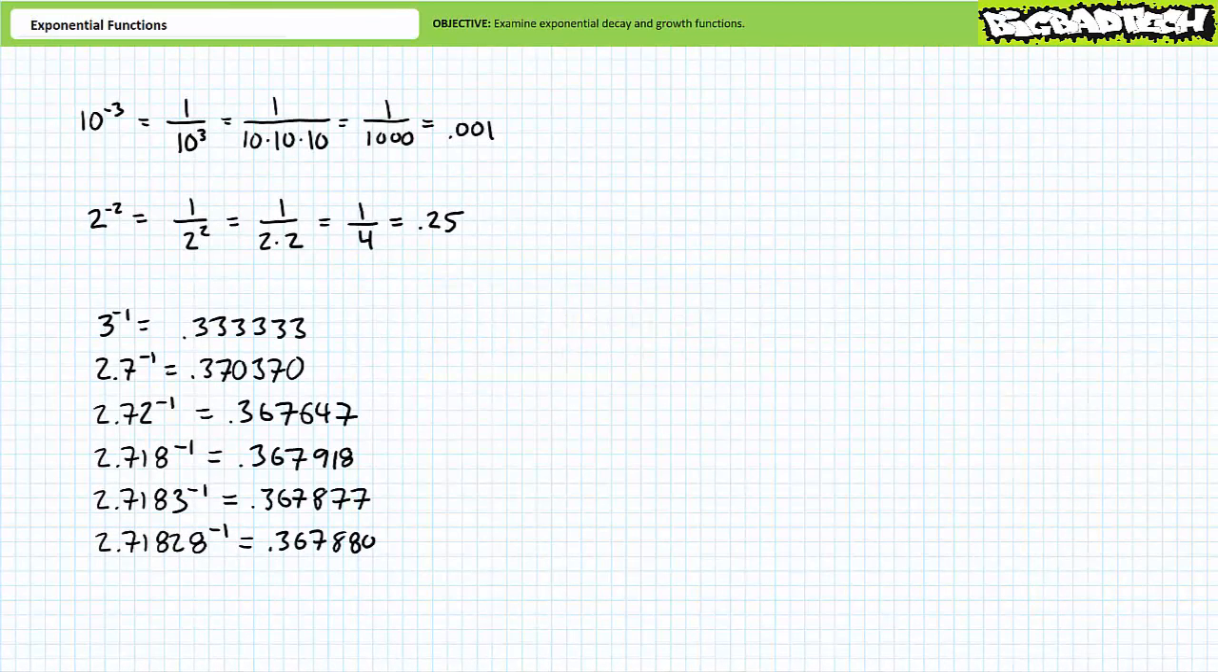Here are the answers I obtained when I entered each of these expressions into my calculator. 3 to the negative 1 is 0.33333. 2.7 raised to the negative 1 is 0.370370. 2.72 to the negative 1 is 0.367647. 2.718 to the negative 1 is 0.367918. 2.7183 to the negative 1 is 0.367877. Finally, 0.271828 to the negative 1 is 0.367880.